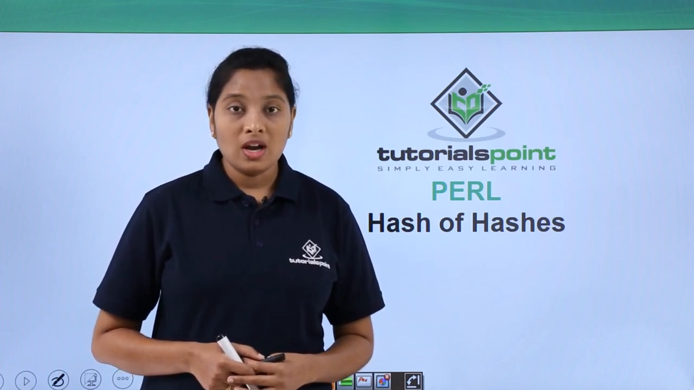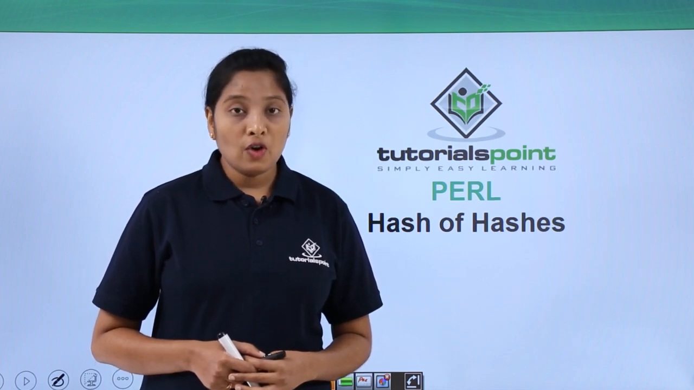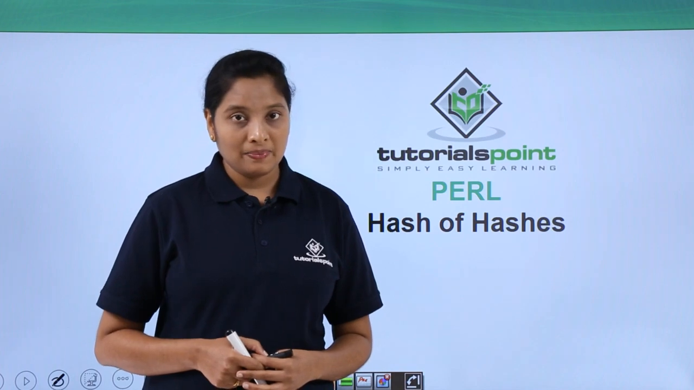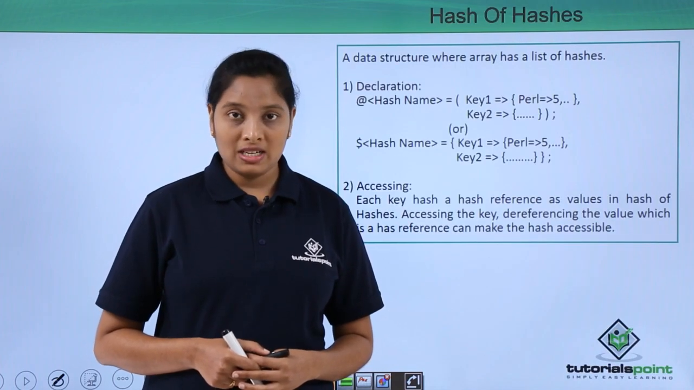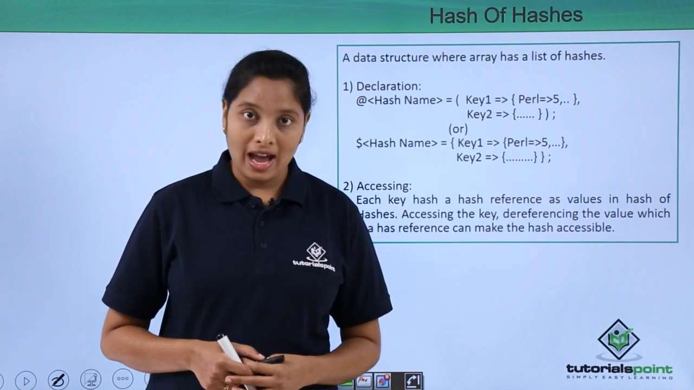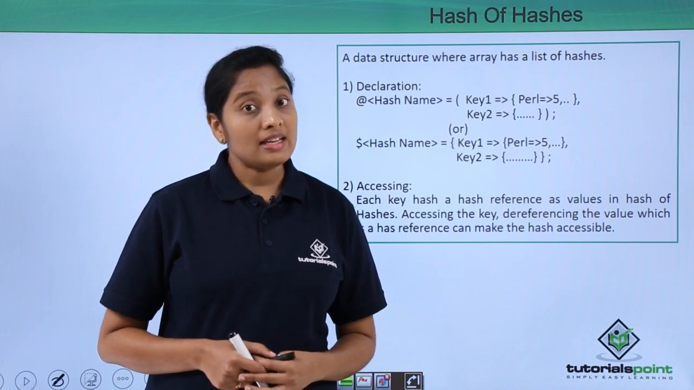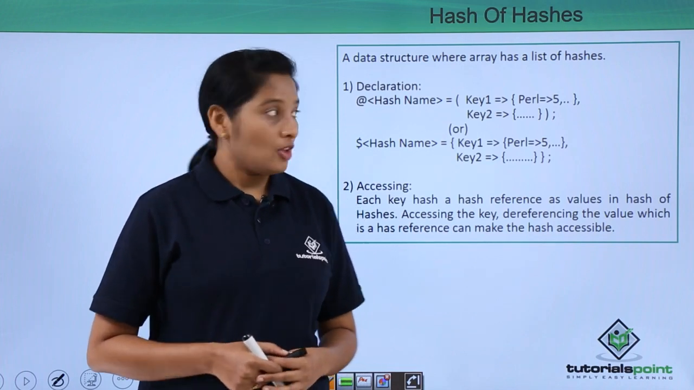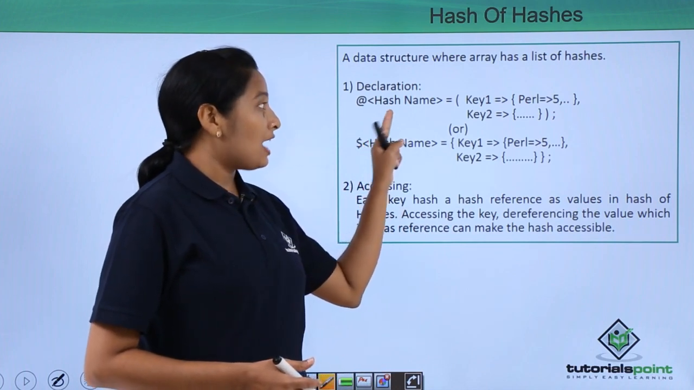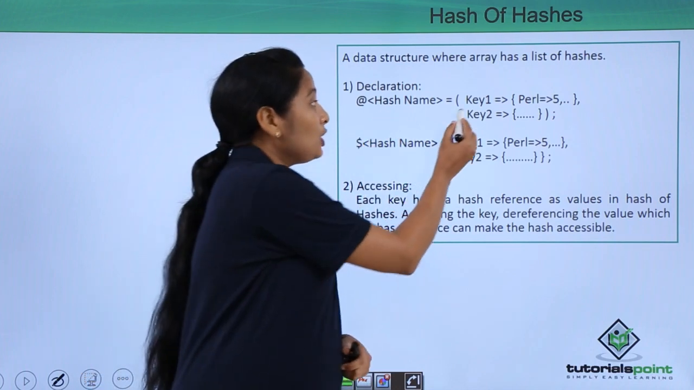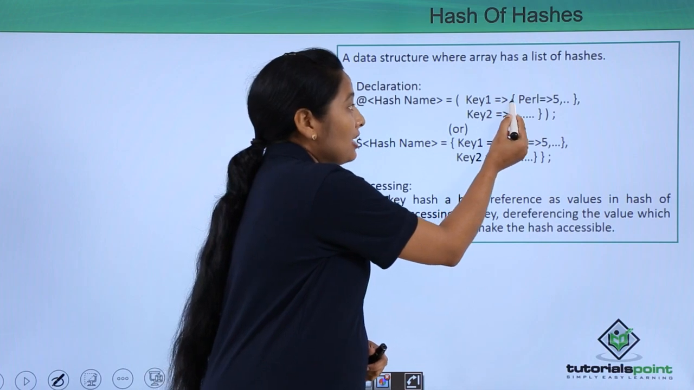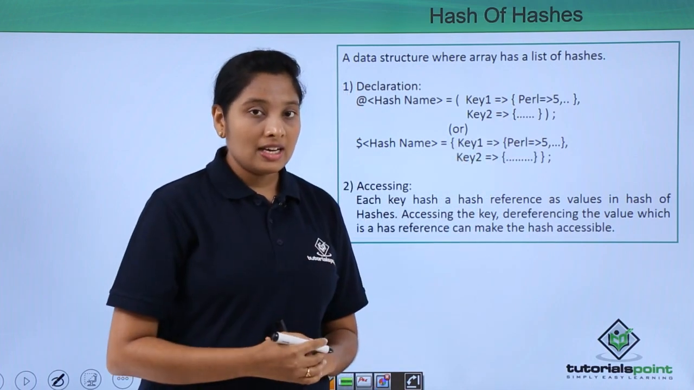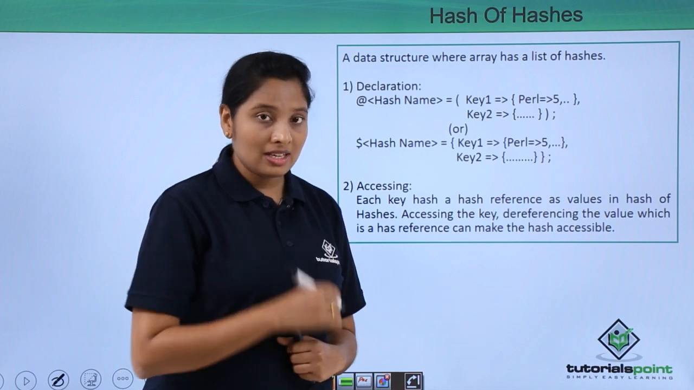In this video, let us discuss the fourth data structure called hash of hashes. Hash of hashes means it has a list of hashes where each value inside the hash is a hash reference. For example, this is my hash of hashes and it has two keys and each value is a hash reference. You can also create this data structure by using a reference.